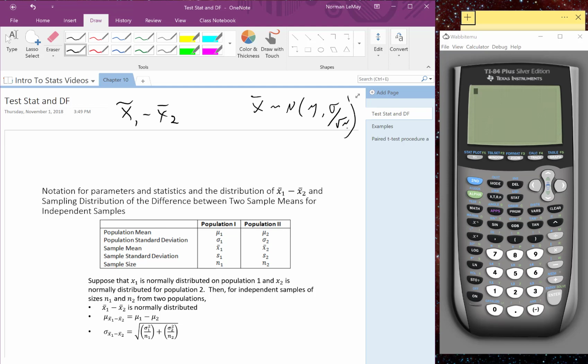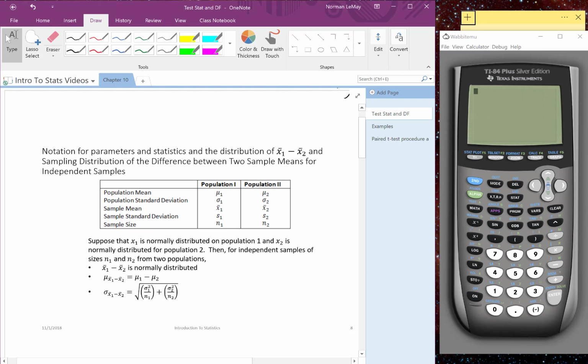Again, let's start with the assumption that the first population follows a normal distribution with some mean and some standard deviation, and we're going to collect a sample of size n1. Population 2 is also normal with its mean mu2 and its standard deviation sigma 2, and we'll draw a sample of size n2. Under these assumptions, and knowing sigma 1 and sigma 2, what is the distribution of x bar 1 minus x bar 2?